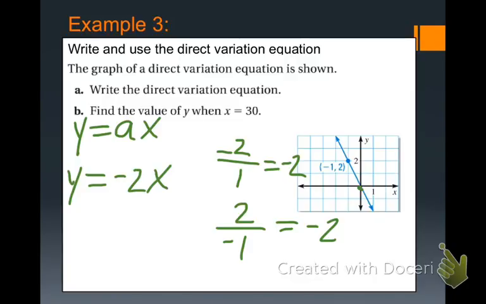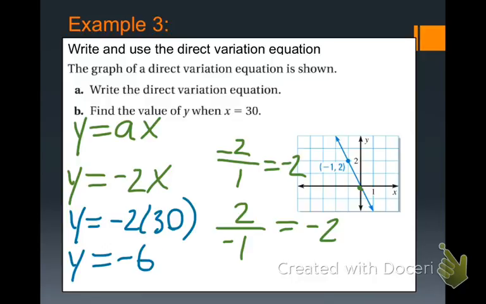-2x. Now the second part says find the value of y when x is 30. All we have to do is use our direct variation equation and plug in 30 for x. So y equals -2 times 30. Well, -2 times 30 is -60.